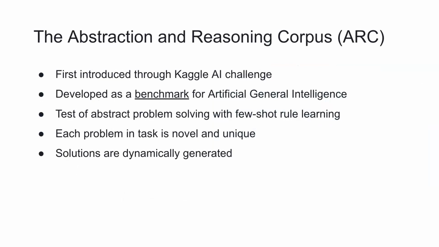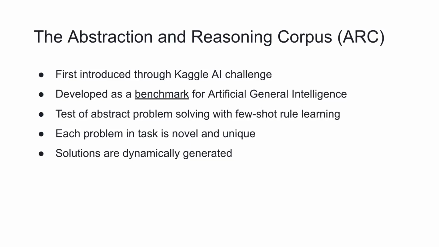This is different from more traditional tasks of human reasoning in that it was built to actually evaluate AI reasoning. It was first introduced through something called the Kaggle challenge. It's like a web platform where people can submit their different AI programs and compete in a challenge. And this task set was developed as a benchmark for artificial general intelligence. So basically, it's testing abstract problem solving with few-shot rule learning.